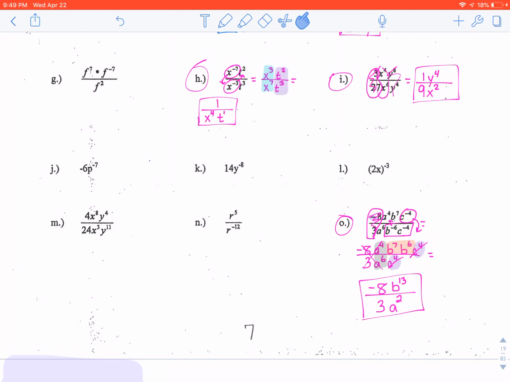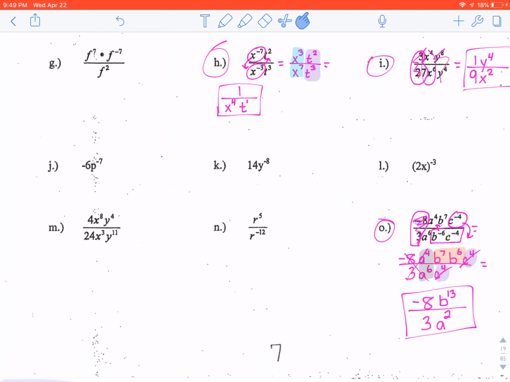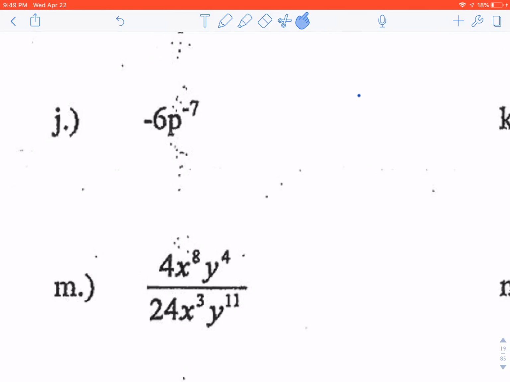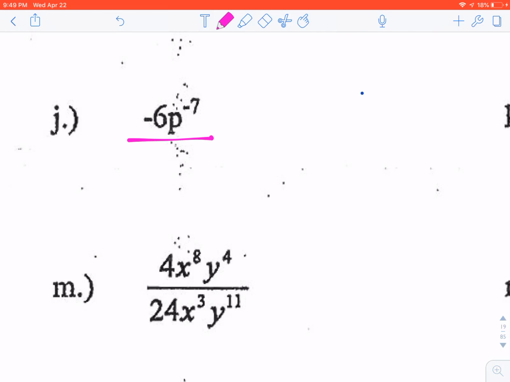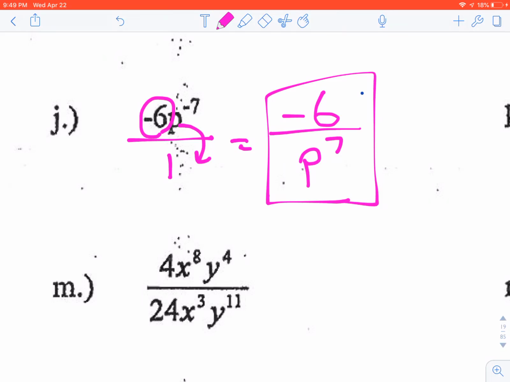One more thing I just thought of before I end this video. Letter J, which is a very basic example, but just remember problems like J, okay, this negative 6 is fine, okay, which is what I was just reviewing. The P to the negative 7th is what you move down and make positive, okay. Again, summarizing this property, it's the negative exponents that you're moving or switching from the top or bottom of the fraction. And always move it to the opposite side to make positive.